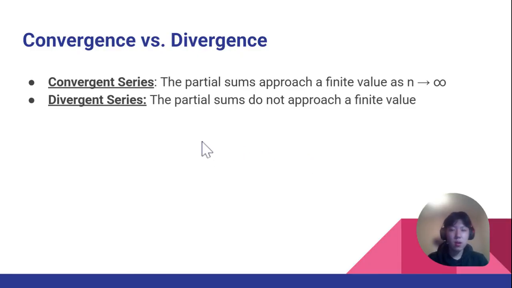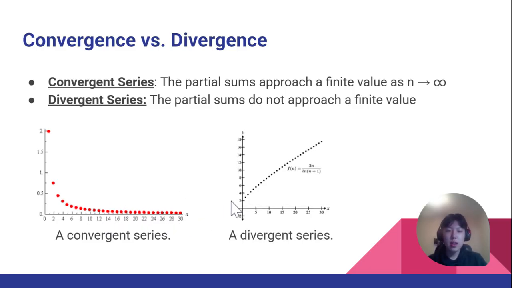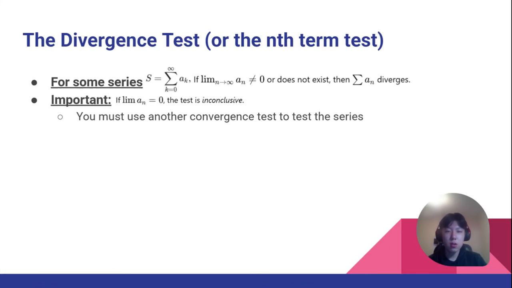So as I said before, in convergent series, the partial sums approach a finite value as n approaches infinity. In divergent series, this does not happen. Instead, the partial sums do not approach a finite value. So maybe they go to infinity or negative infinity, for example. This is an example of a convergent series. As you can see, the series converges towards zero as n gets larger. This is a divergent series where the series seems to go towards infinity as n gets larger.